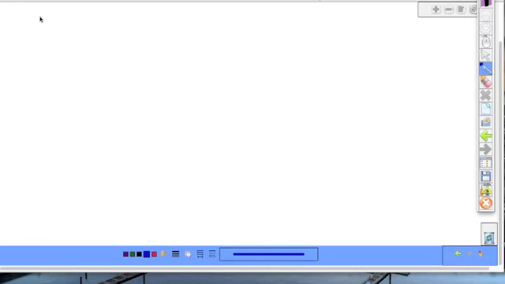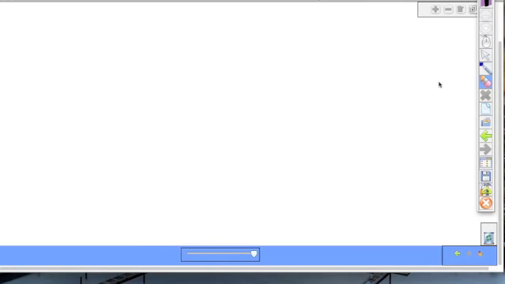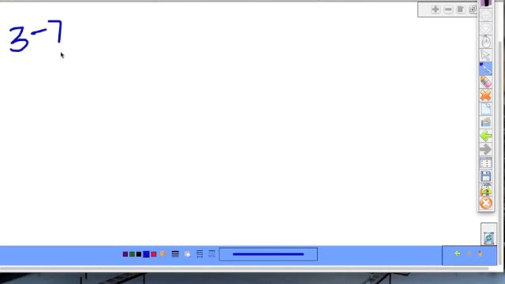All right, class. This is going to be lesson 3-7. This is solving inequalities by multiplying and dividing. So very similar to 3-6, just this time, instead of adding and subtracting, we are multiplying and dividing.